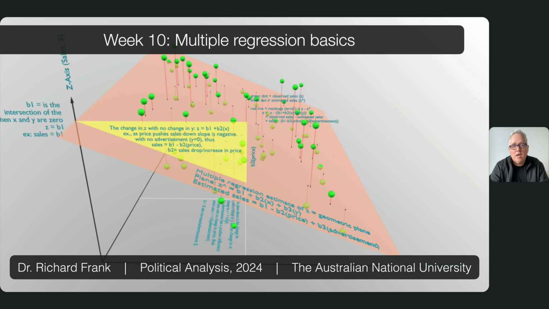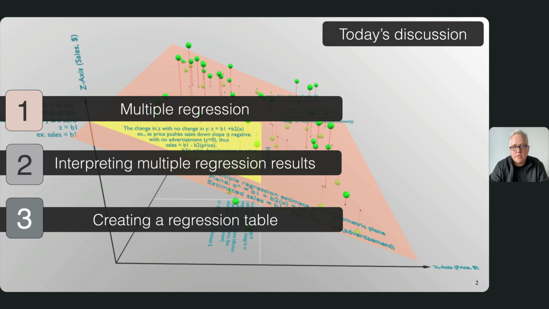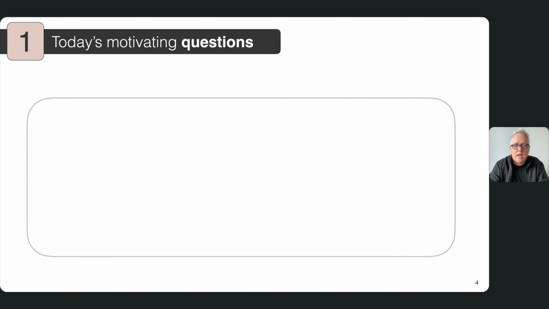In this week, I want to focus on multiple regression basics. I'm going to start by talking about what multiple regression is, how it's different but related to bivariate regression, which we covered last week, how we can actually interpret the results that our statistical software gives us, and how we can turn those results into a table that we can use in a paper, report, or journal article. So let's go ahead and start.